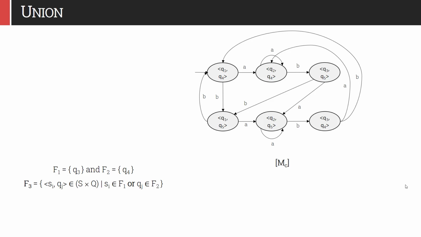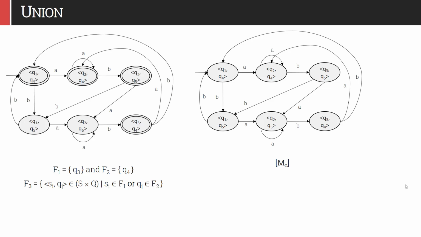and in Q3, Q4 is the final state in machine 2, so that will be marked as a final state. So union will have a total of 4 final states. So this is the DFA which will produce the union language of machines M1 and M2. Once we have the combined machine, it's not difficult.